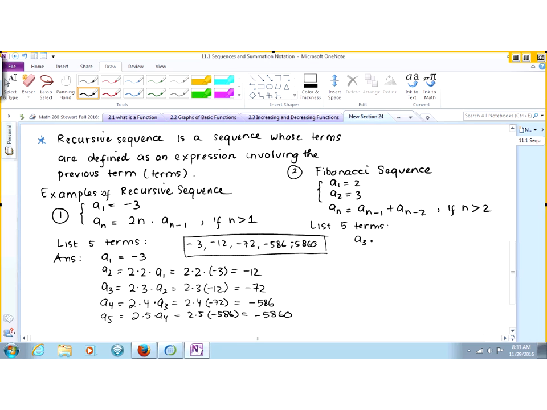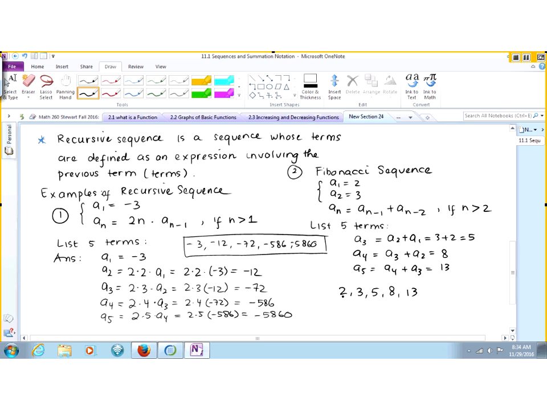Now, what about the Fibonacci? What is A1? Oh, A1 we know. What is A3? Yes, 2 plus 3. A2 plus A1, so 3 plus 2 is equal to 5. What is A4? A3 plus A2, which is equal to 8. Yes. A5? A4 plus A3, which is 13. Yes. So if you list them, 2, 3, 5, 8, 13, this is the list of 5 Fibonacci terms.